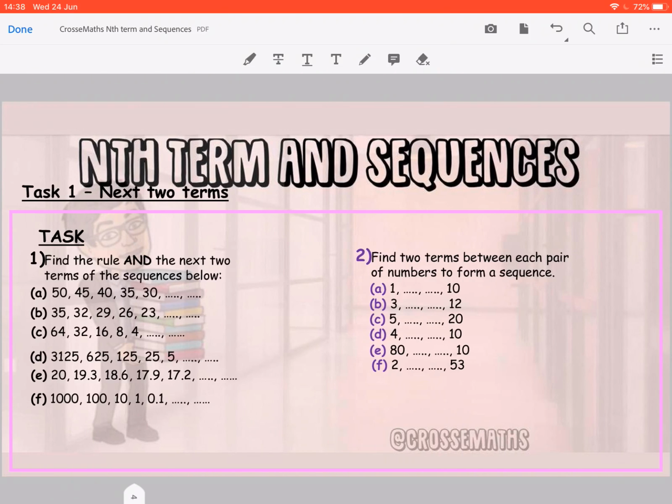Right, if you're ready, and if you think you get that, pause the video for me and have a go at these, please. Okay, the ones on the left are quite easy. The ones on the right, you've got to fill in 2 missing gaps. So you're filling in the gaps in the middle, not the gaps on the end.